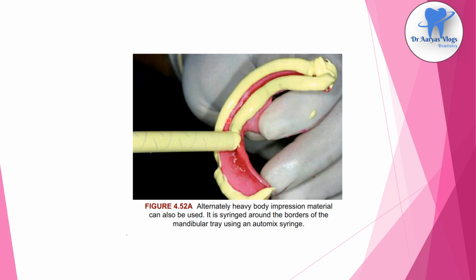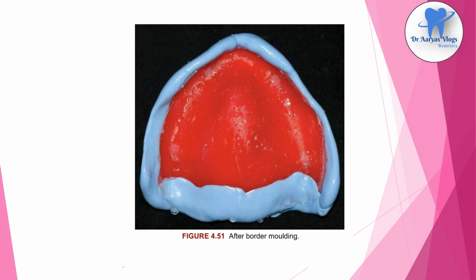Alternately, heavy body impression material can also be used. It is syringed around the borders of the mandibular tray using an automix syringe. And this is the picture showing after border molding.